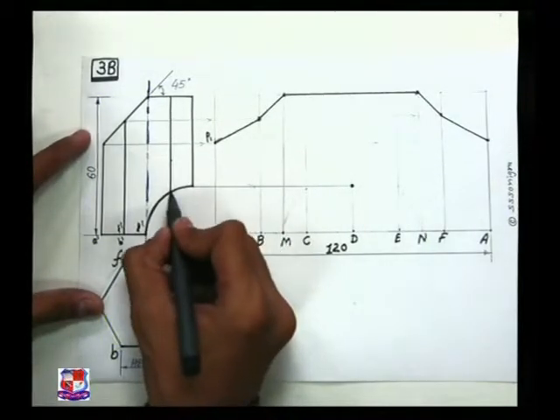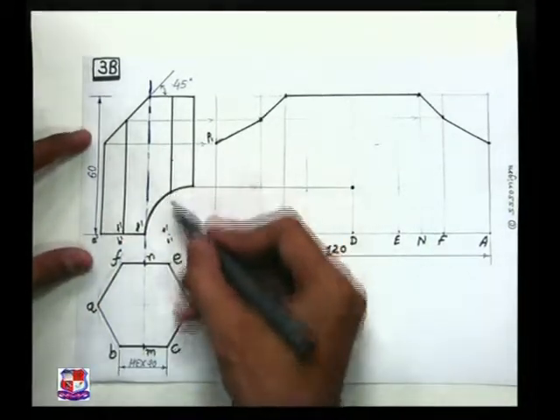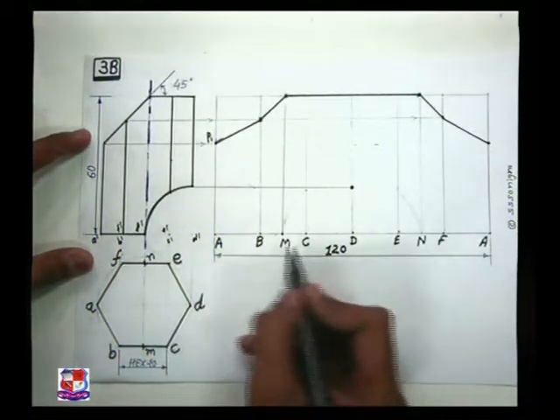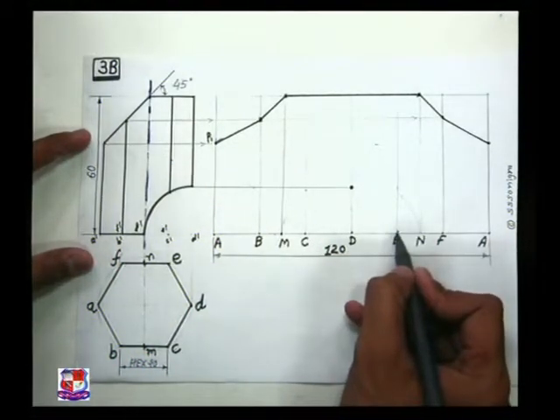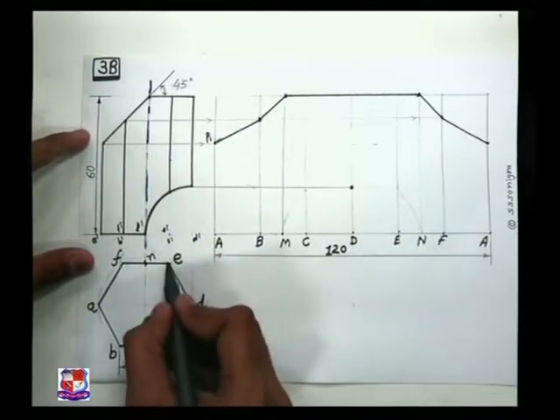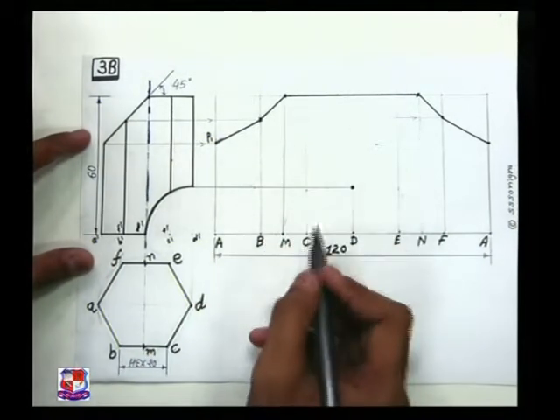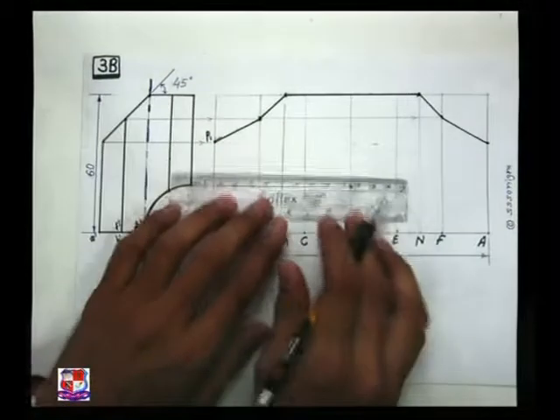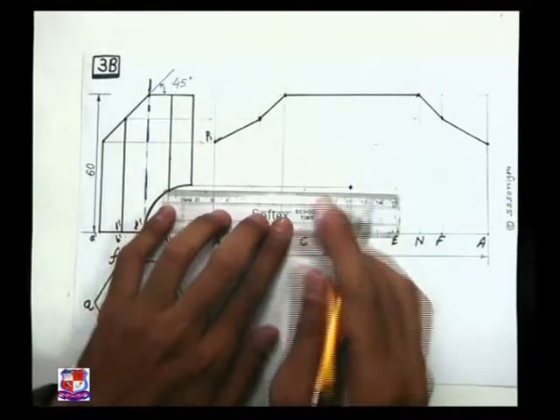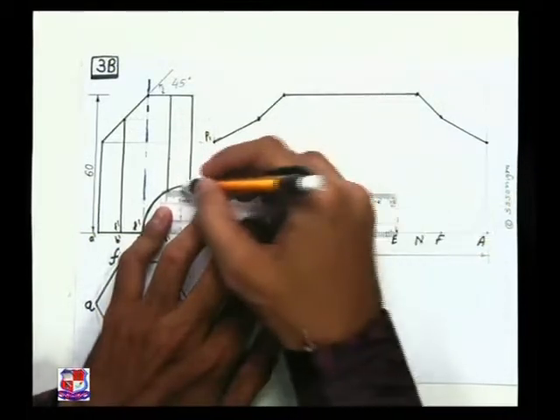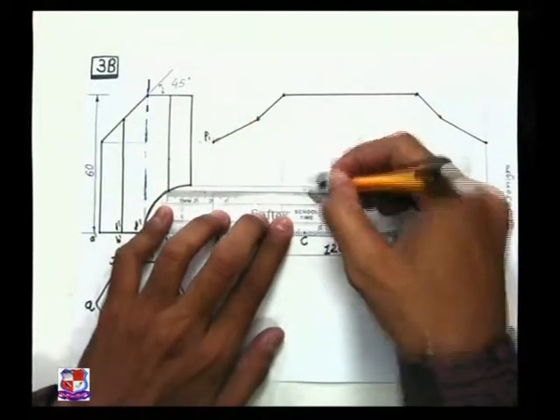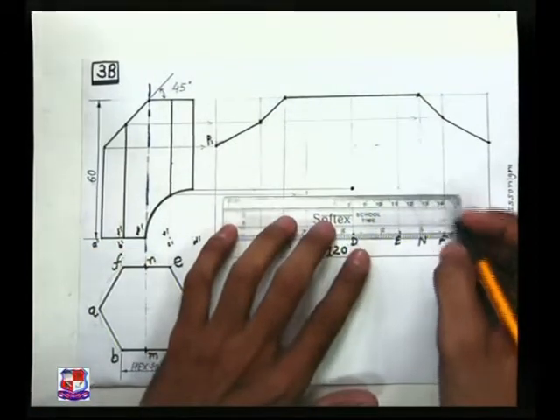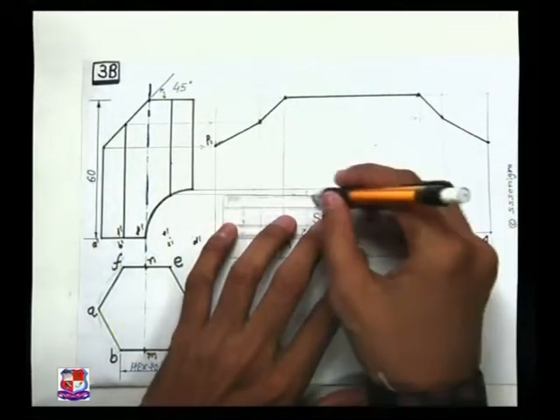Now think about this point. Here 2 points are there. One point is on E and one point is on C. So on E means from point E draw a vertical line, from point C draw a vertical line, and from this point draw a horizontal line like this. From this point draw a horizontal line like this. From C, this is the point, and from E, this is the point.